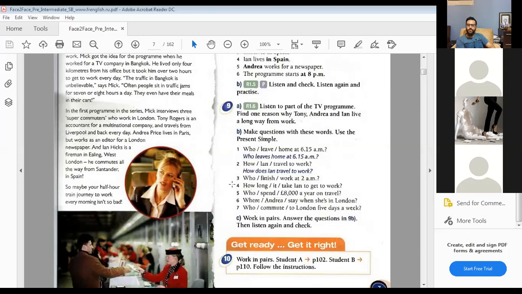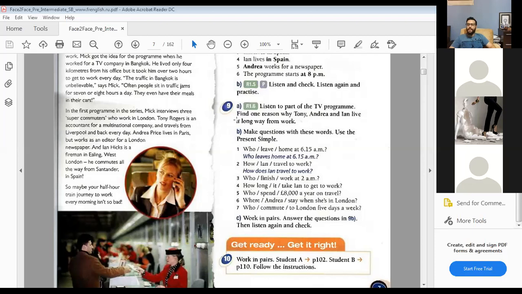Number 7. Who commute to London 5 days? Okay, is it a subject question or non-subject question? I think subject. Correct. Who commuted to London 5 days a week? Okay, is it present or is it past? Present. Okay. Commutes. Can you do it again, Hind? No, I'm confused. I think I didn't catch the point.